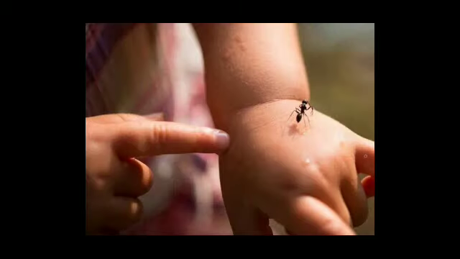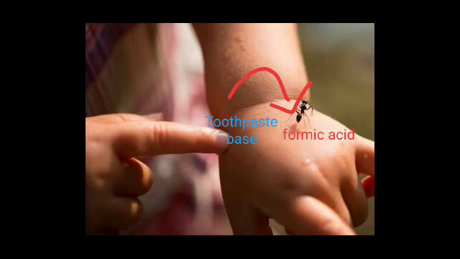One more example of a neutralization reaction you can see is when ants bite us, they release an acid called formic acid, and to neutralize the reaction of formic acid, we put toothpaste, which is a base, on that part. So toothpaste, being a base, neutralizes the acid.